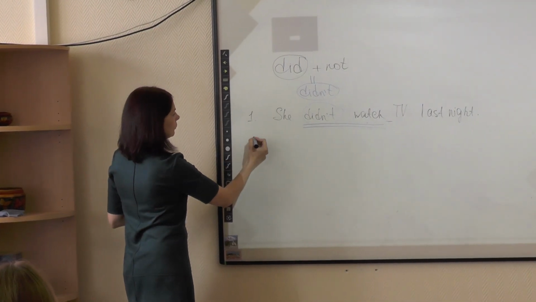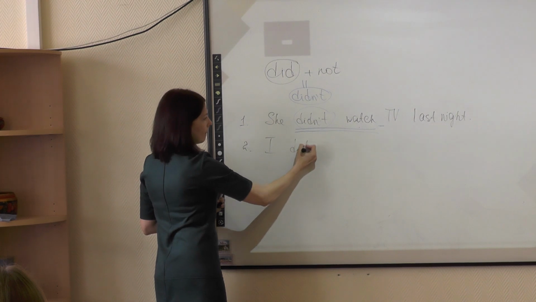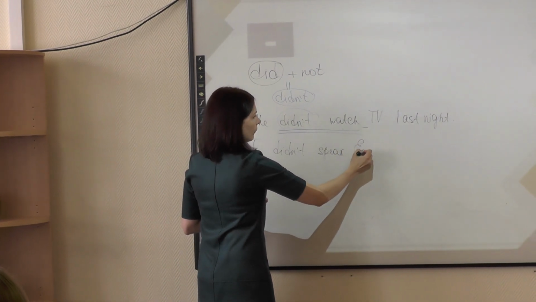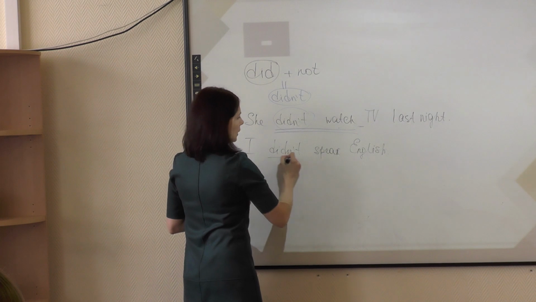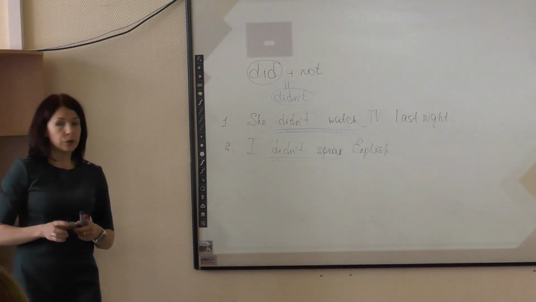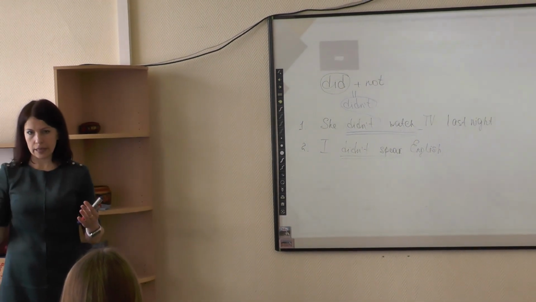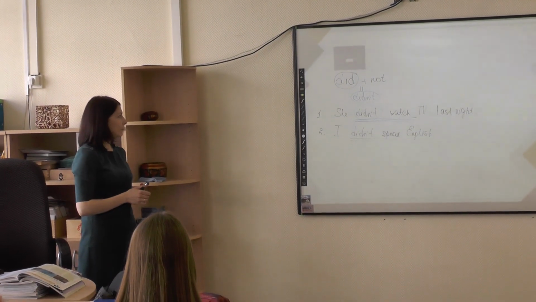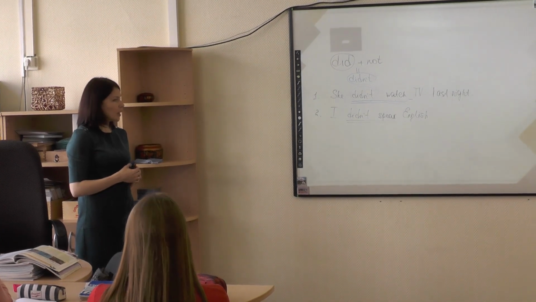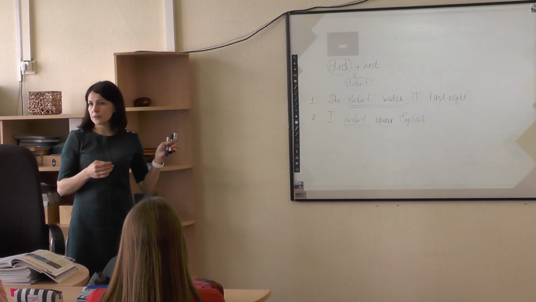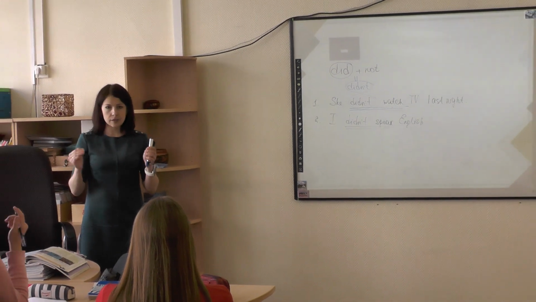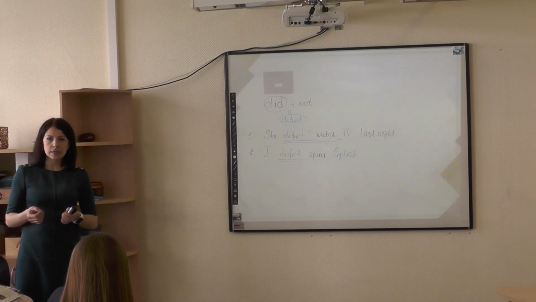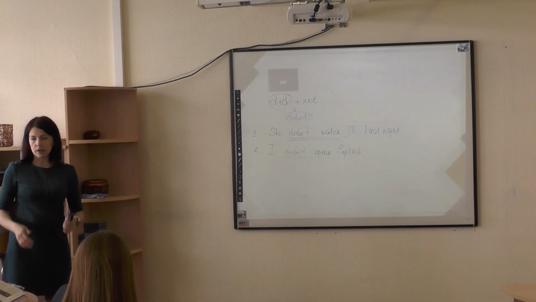For example, I didn't speak English. Underline didn't speak English, please. I didn't speak English, not I didn't spoke English. Yes, it's the first form. Write, please. So is it clear? In negative sentences we use did plus not, didn't. So she didn't watch, I didn't speak, we didn't read, they didn't smoke, and so on.